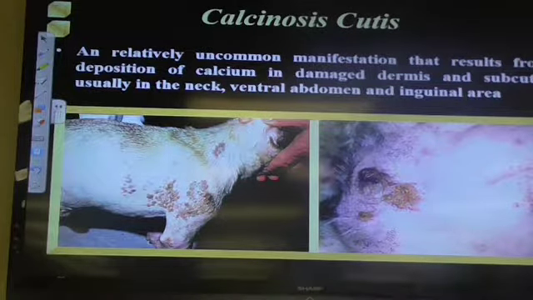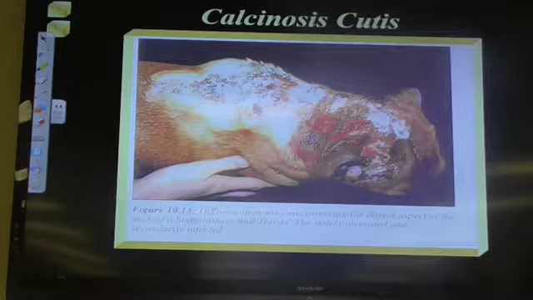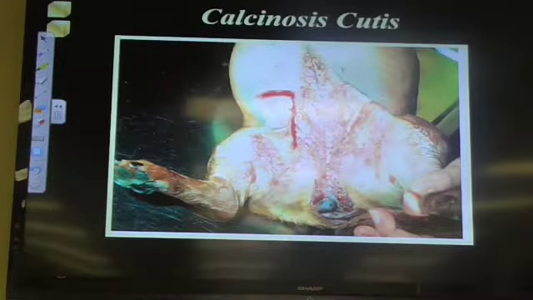Okay. So calcinosis cutis can be a relatively uncommon manifestation, seen more often in dogs. And you see where we've deposited these calcium deposits in this damaged skin from this dog. And that can cause more severe problems. Also, you can see problems of calcium redistribution in other organs with this disease. Okay? Here's another one. See how severely you get ulcerations and everything else in this poor little dog. Okay? That one right there makes you hurt, doesn't it?